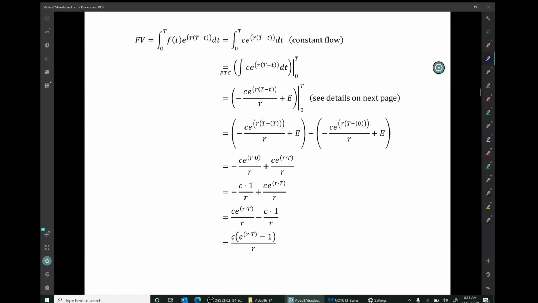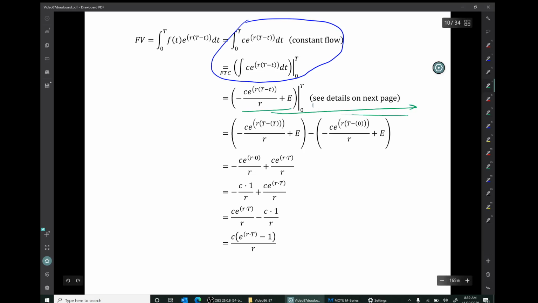The result is here. It's quite messy. I'm actually not going to go through the details of this. It's the usual stuff. We put in the formula for the flow rate, that term constant flow. We use the fundamental theorem of calculus to let us replace that definite integral calculation with an indefinite integral calculation. The details of the indefinite integral calculation are on the next page. There's a lot of simplifying that goes on, and in the end, the result is this. The future value is this expression, little c times the quantity e to the little r capital T minus 1 over r.